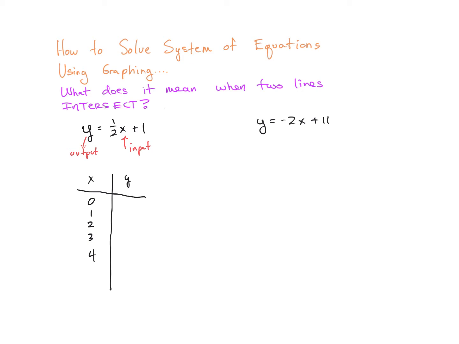For instance, if we're putting in 0, 1/2 times 0 plus 1 is 1. 1/2 of 1 is 0.5 plus 1, 1.5. 1/2 of 2 is 1, plus 1, 2. And we're seeing this pattern where the output goes up by 1/2 for each increase of 1 unit in our input. So we've been able to identify patterns, and also starting points, what happens when our input is 0.